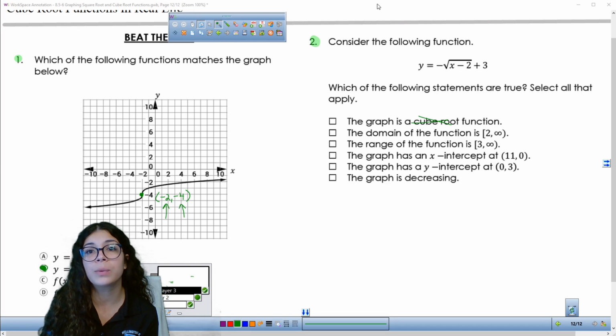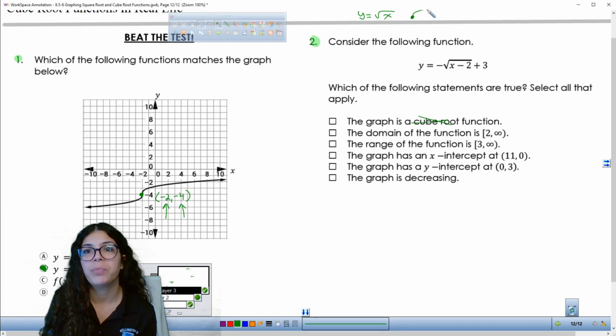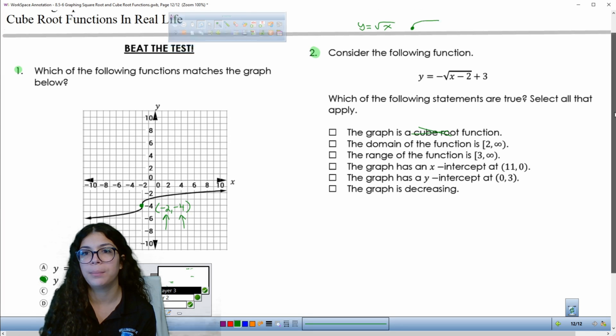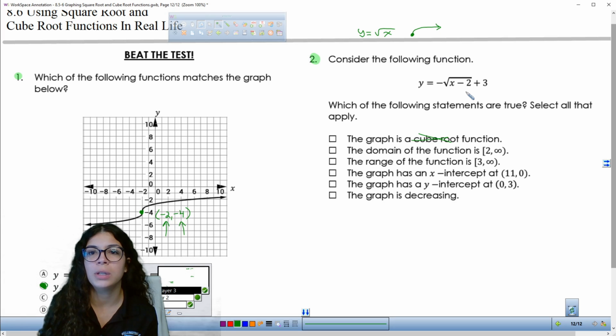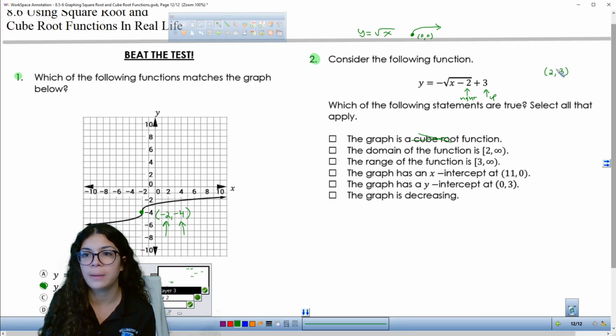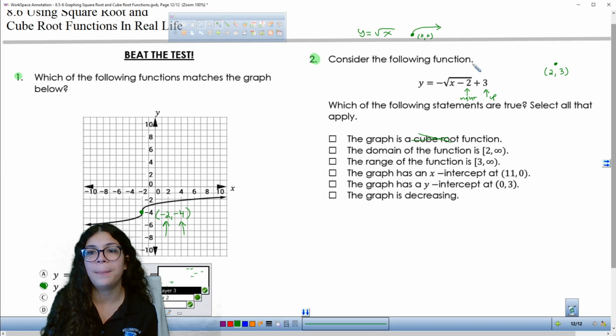Now remember, the original square root function, the parent function, has an extrema point, and then that graph goes up and to the right. Okay? Now, this function has a shift. You're shifting right 2 units, and you're shifting up 3 units. So the center was originally at 0, 0. Now the center is at 2, 3. Okay? Not only that, but it is reflected over the x-axis.